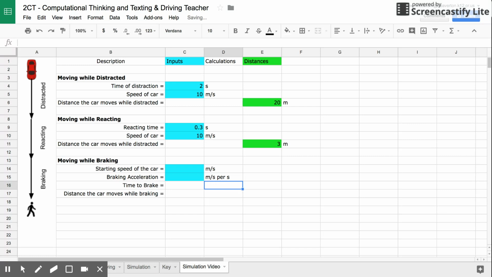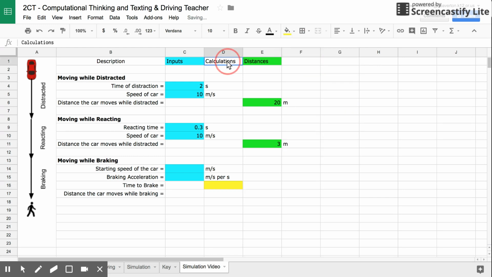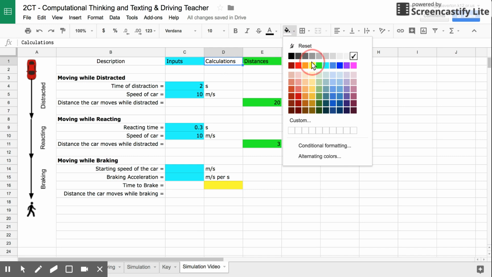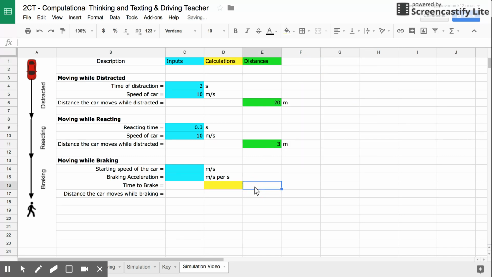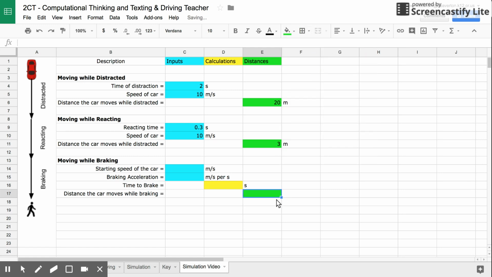For the time to brake, that's actually going to be a calculation. We don't have a color for that yet, so I'm going to make that yellow to show that this one was a calculation. And we know time is measured in seconds here. Then last, the distance the car moved, I'm going to make that green, and that's meters.